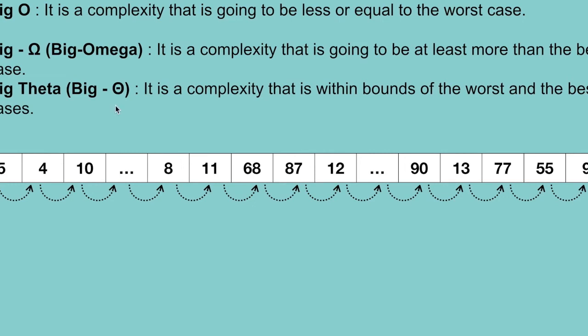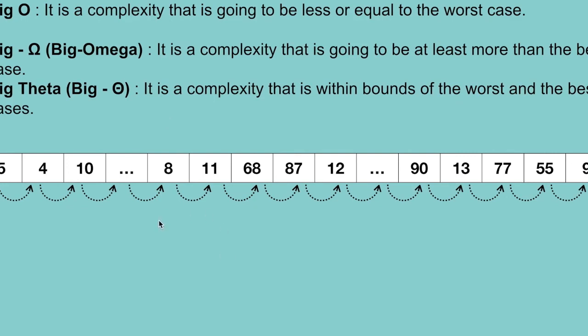Now, in terms of big theta, it's a complexity that is within the bounds of worst and best cases. This means that if we have an algorithm with maximum execution time 10 seconds and minimum execution time 2 seconds, in terms of big theta, the average time will be 6 seconds for execution.